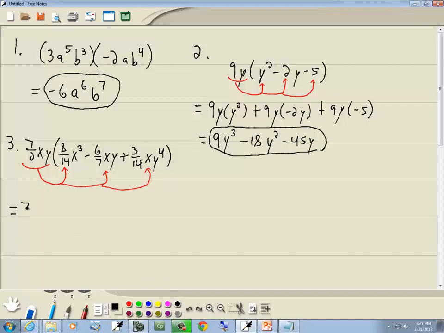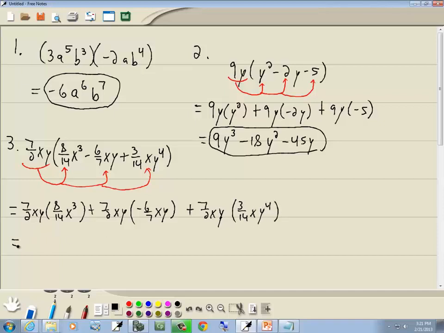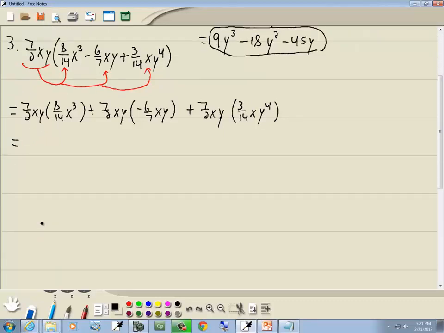Well, we got 7/2 xy times 8/14 x to the 3rd. And we got 7/2 xy times negative 6/7 xy. And 7/2 xy times 3/14 xy to the 4th. I'll handle the fractions here in a second. Let me just go ahead, for the time being, put them next to each other. So I got 7/2 times 8/14. Now we got x to the 1st times x to the 3rd. That gives us x to the 4th, and then the y carries along.